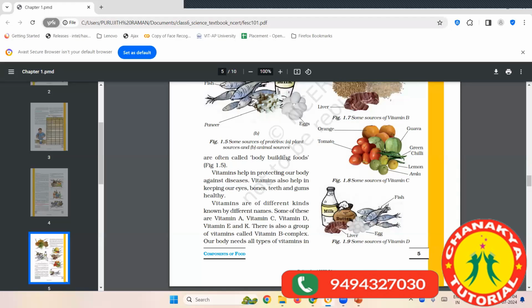Fat also. So you just see logically, when you intake a lot of oily food, you will become obese, right? You will become overweight, right? Yes, ma'am. So that means it's building your body. So basically fat also comes under bodybuilding food. They create unusual weight, and they increase your weight unusually. So they are called bodybuilding food.